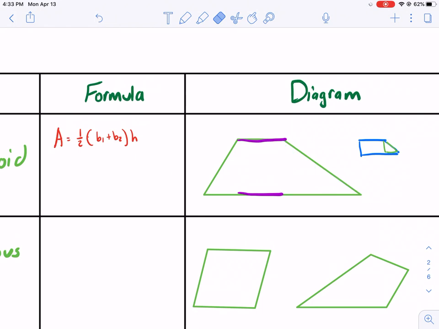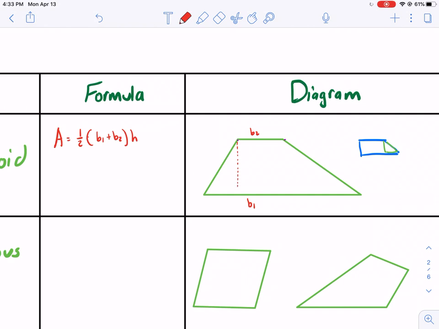Okay, I don't need these lines anymore. Be very careful erasing these. Okay, so where is my base 1 and base 2? Well, it doesn't really matter which one you call which because you're just adding them together anyway. So you could call base 1 the bottom one, base 2 the top one, and then the height is important.